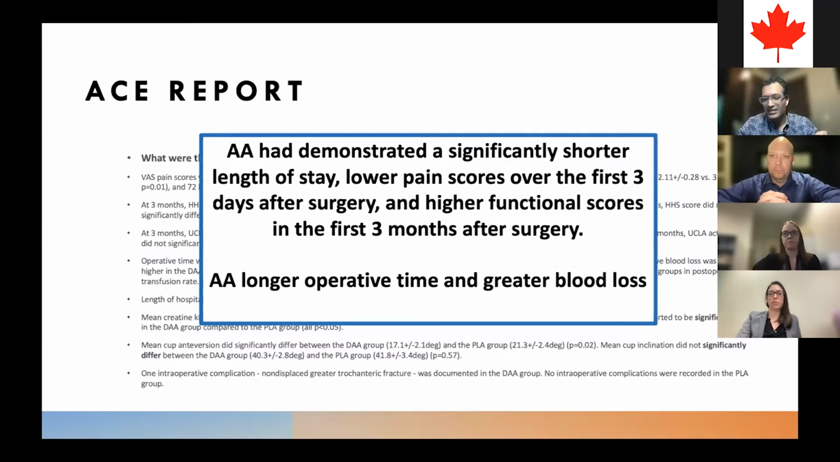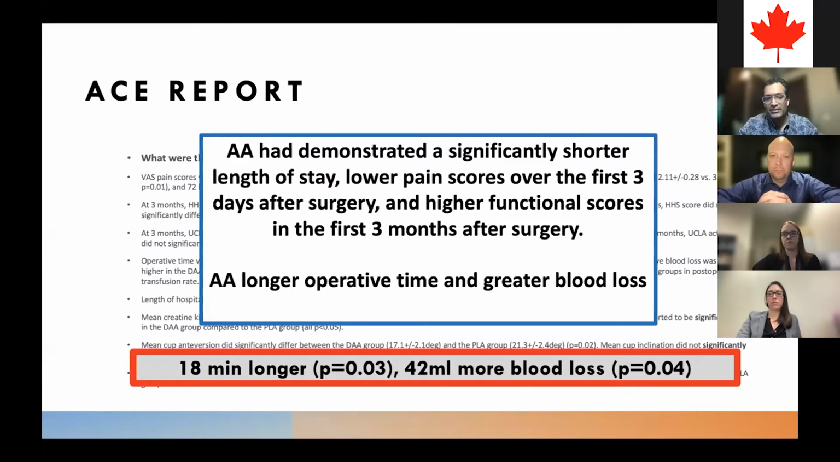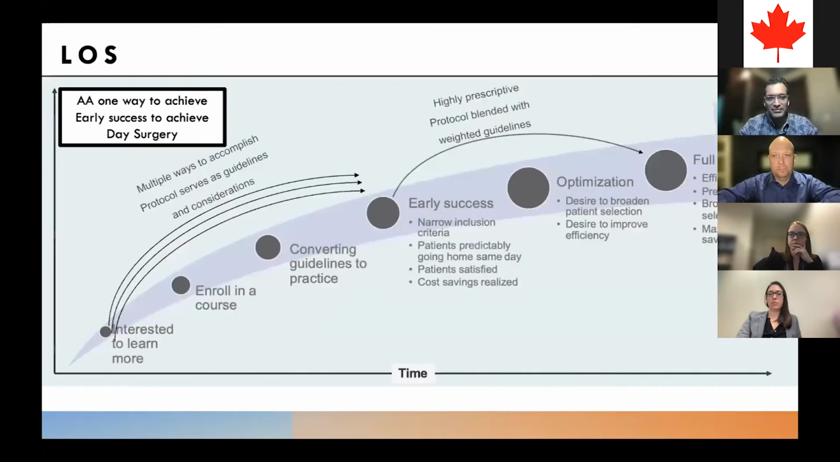Now, jumping into this, I was curious exactly how much operative time. It was 18 minutes longer to do the actual operation and 42 mils of blood loss. Now, 18 minutes is about right for what my experience was personally when I first started it. Now it's completely the same. What that meant though was we could still do the same number of cases in a day. It just means you end on the actual end time of your day versus finishing early.